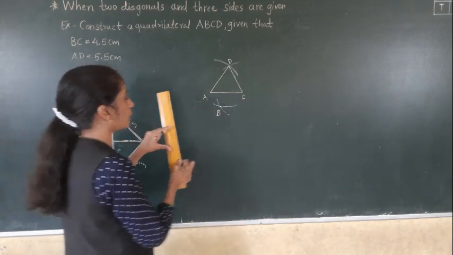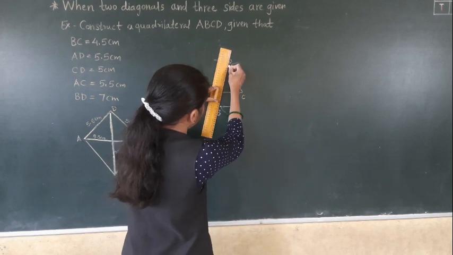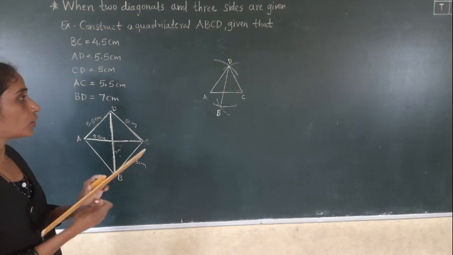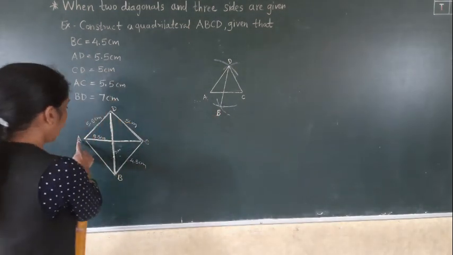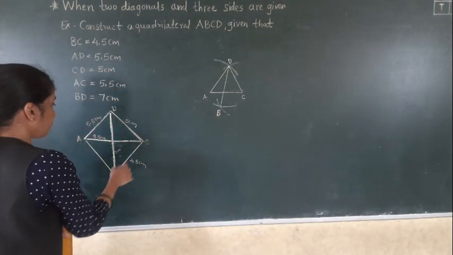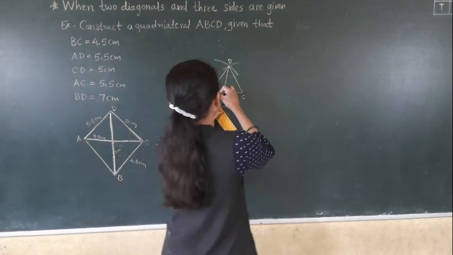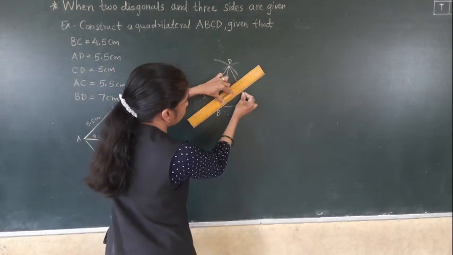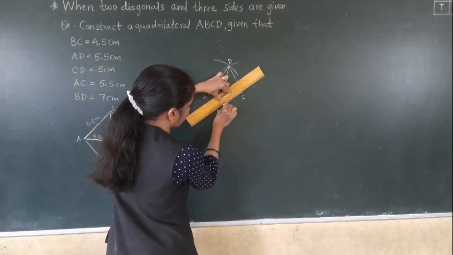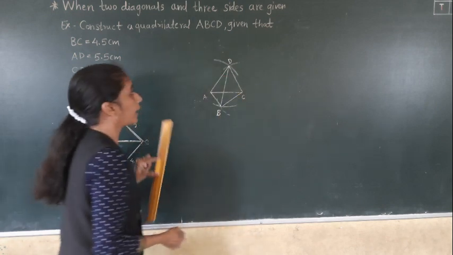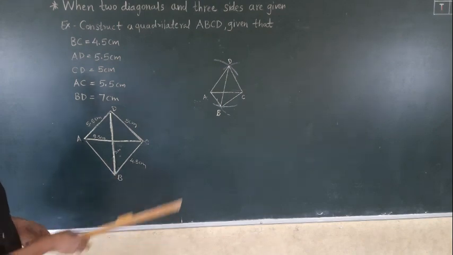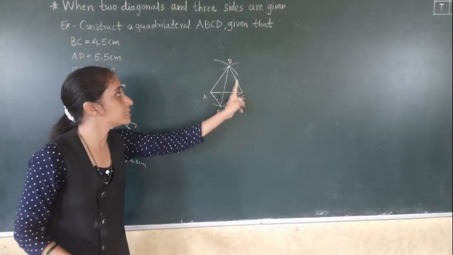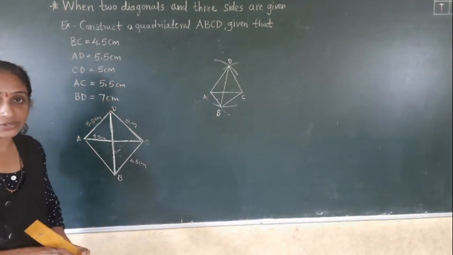Now join this point B. Join BD. Also, what are we going to join? AB and BC. Okay, AB and BC. So, construct a quadrilateral. So, we got ABCD as a quadrilateral.